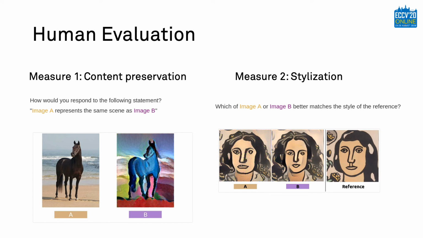To quantitatively evaluate DST, we conducted a human evaluation study using Amazon Mechanical Turk on a set of 75 diverse style and content pairs. The goal was to study the effect of DST on the stylization and content preservation trade-off. To measure content preservation, we asked the mTurk users, does image A represent the same scene as image B, where A referred to the content image and B to an output of style transfer? To measure stylization, we presented the users with a pair of outputs, one from the base method and the other from DST, along with the style image. Then we asked which of the 2 output images better matches the style.